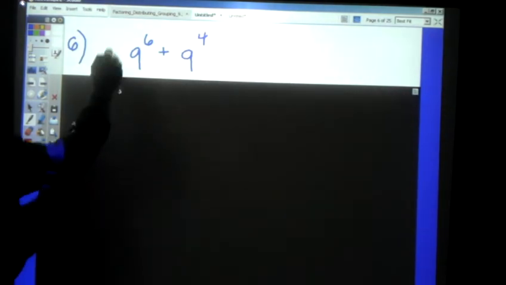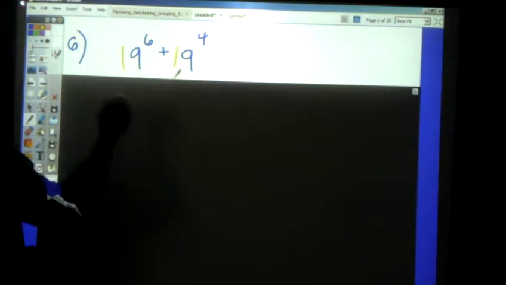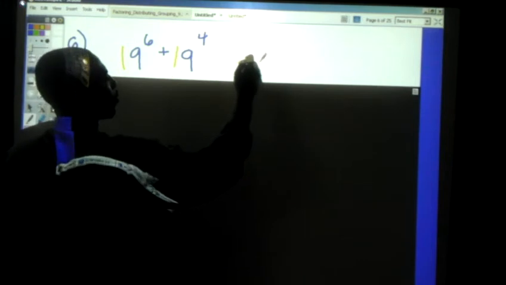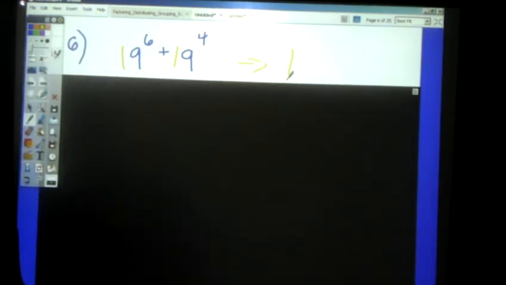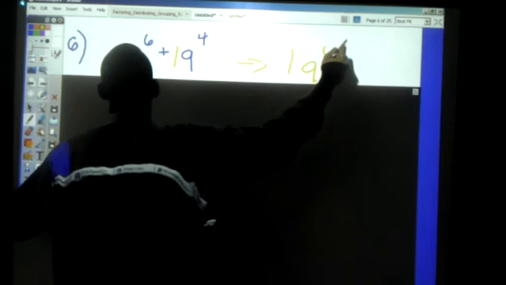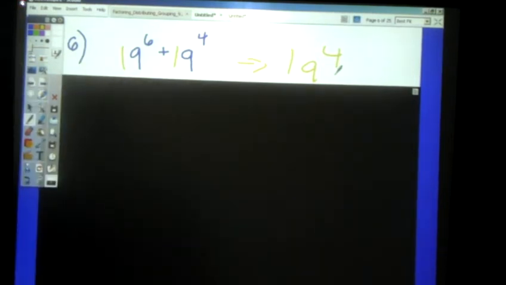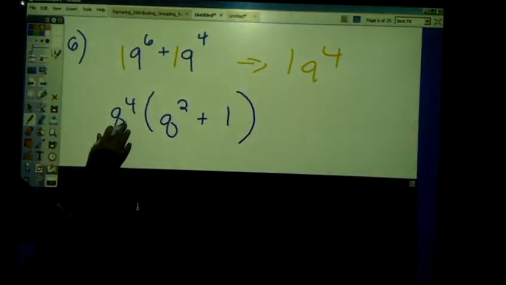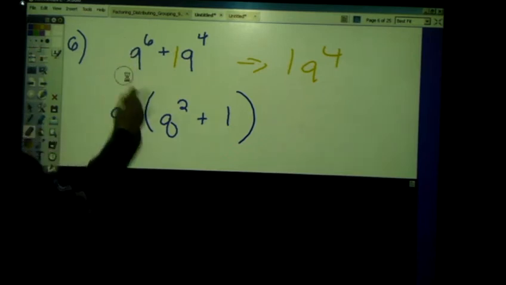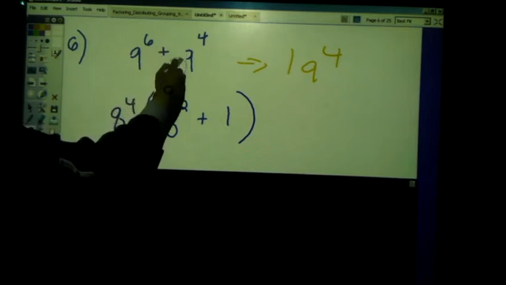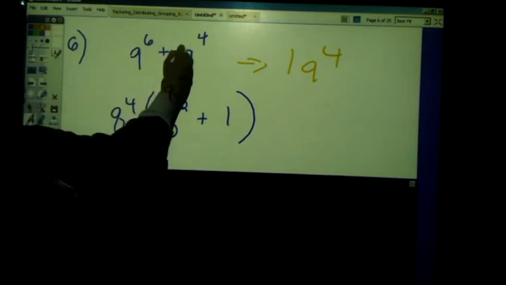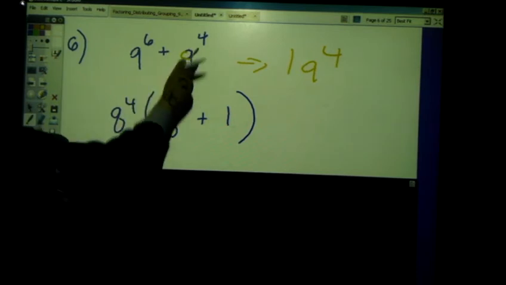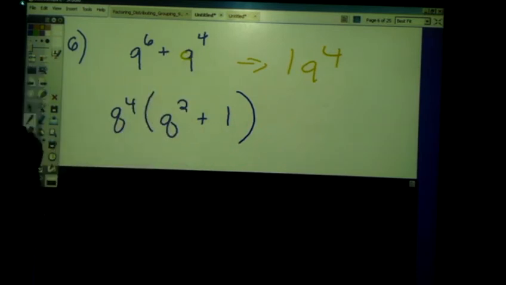Greatest common factor of the coefficients, there are ones understood to be here, so you're going to pull out a 1. And the greatest common factor of the letters is q to the 4. So our greatest common factor is 1q to the 4. Once we pull out our q to the 4th, all we do is divide. Q to the 4th goes into q to the 6th, q squared times. Q to the 4th goes into q to the 4th one time.